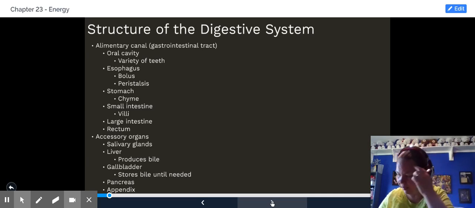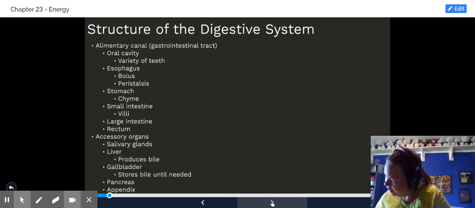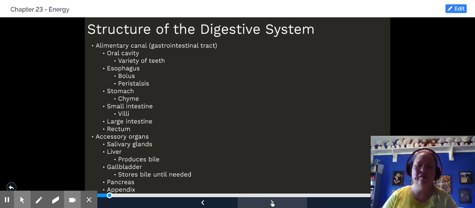Okay. The pancreas releases the enzymes in pancreatic juice to help break down carbs, fats, proteins, and nucleic acid. It also does release insulin to help regulate blood sugar.